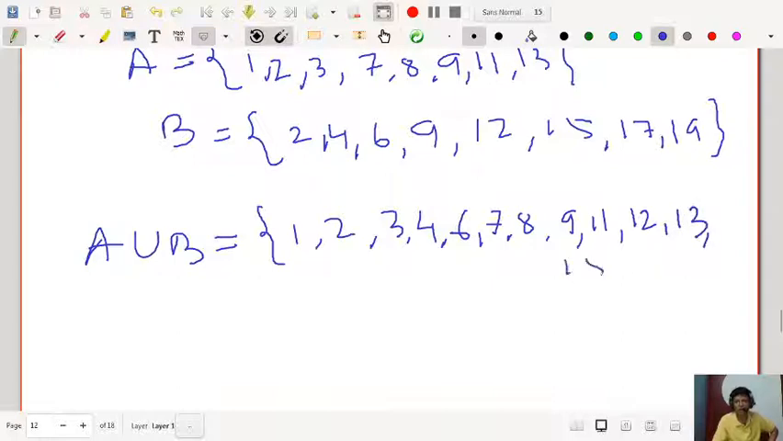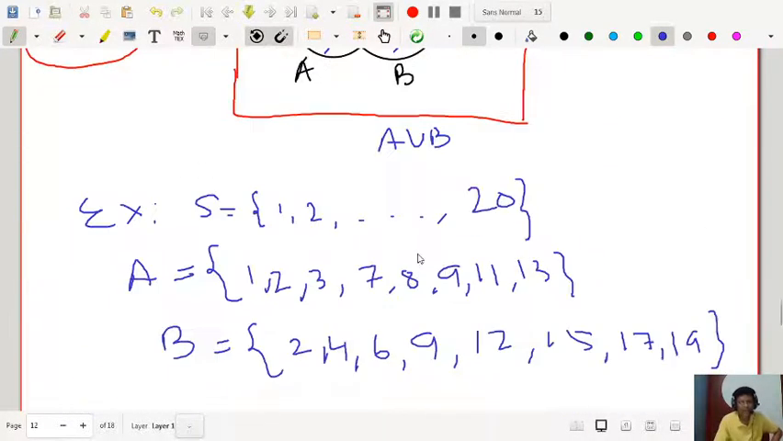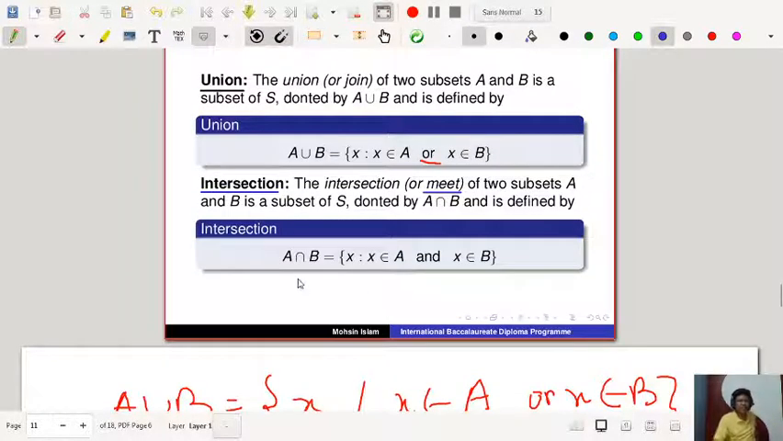Let me complete this one. Okay. Next, this is the Venn diagram as well as a practical example. So next I shall be talking about intersection, or you can say the meet. What is your intersection? Intersection contains those elements such that X belongs to A and X belongs to B.